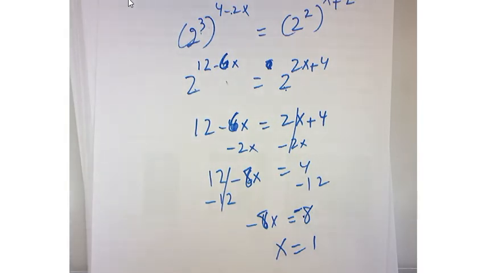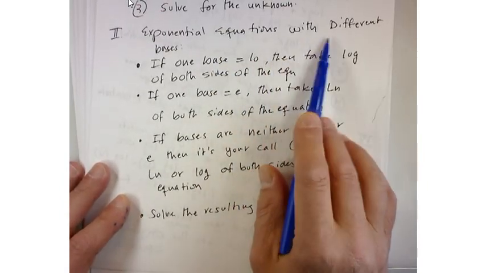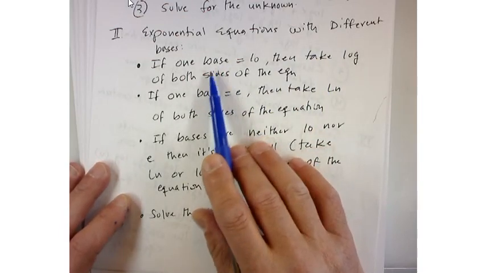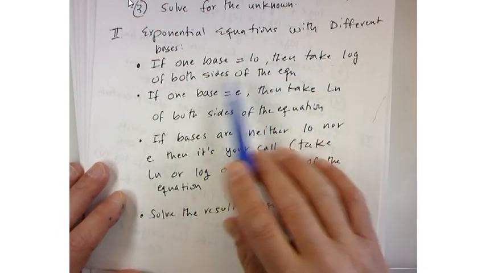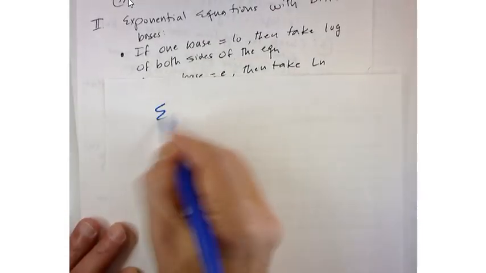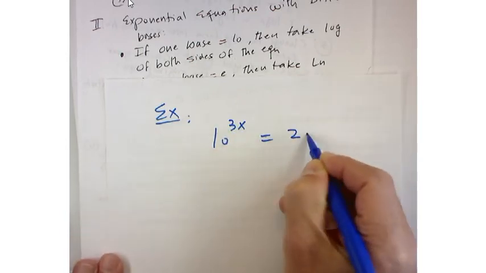Alright, so that's if the bases can be made the same. What if the bases cannot be made the same? Exponential equations, again, this is the handout that's posted in D2L, and it's also in the notes that I post on D2L. If one base is 10, then take log of both sides of the equation. For example, if you have to solve 10 to the 3x equals 2.1.